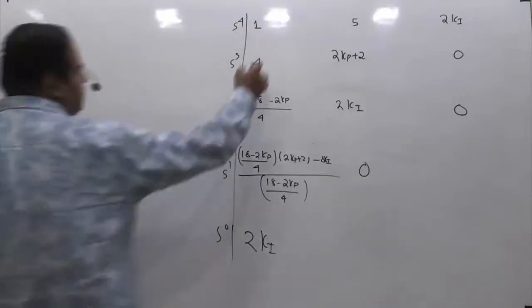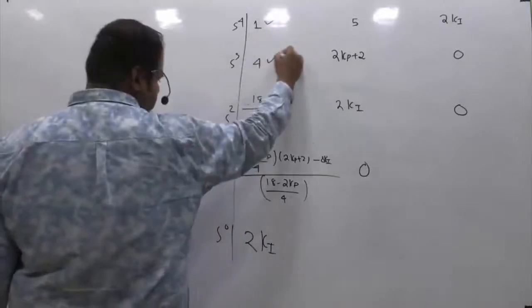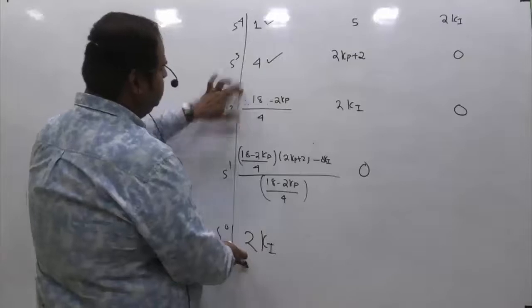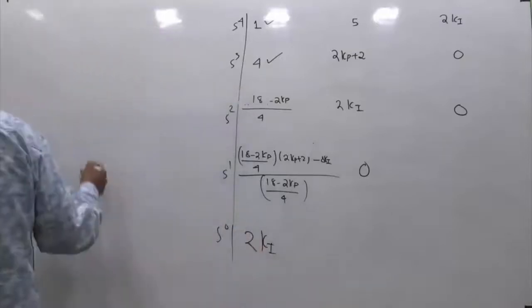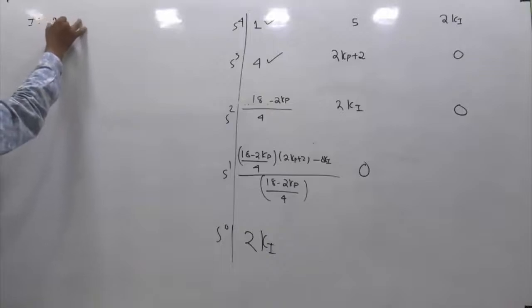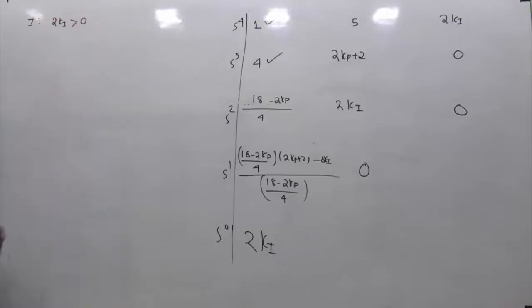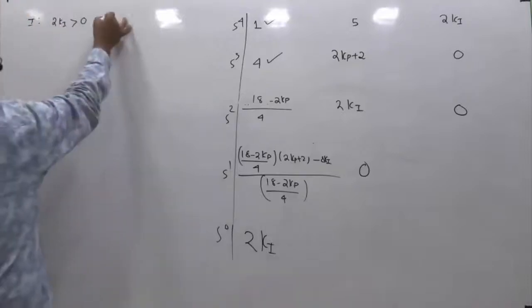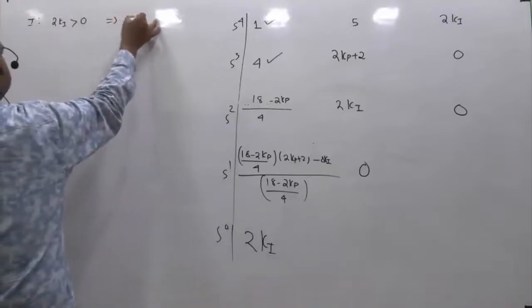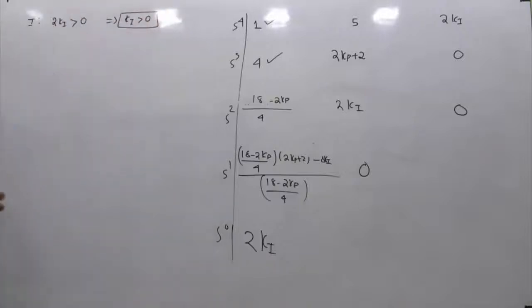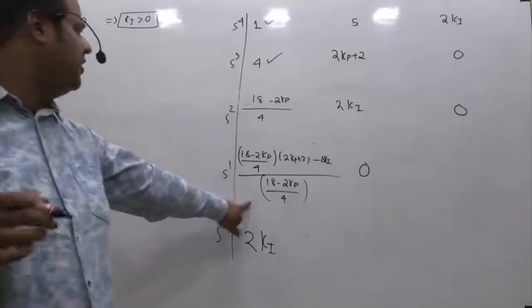So this is anyway positive, 1 is positive, 4 is positive. So we have conditions for these 3 elements in the first column. The first condition is 2 Ki greater than 0. We need positive, meaning this should be greater than 0. From this we are getting Ki should be greater than 0. So Ki should be positive. This is one condition we got. This one is looking complicated, we will take it at the end.